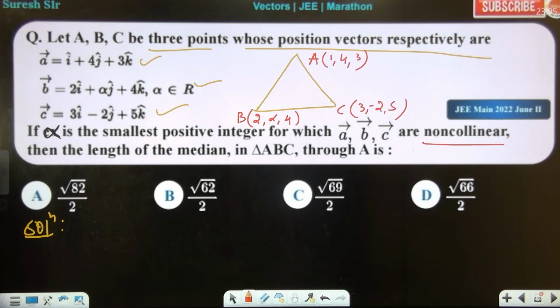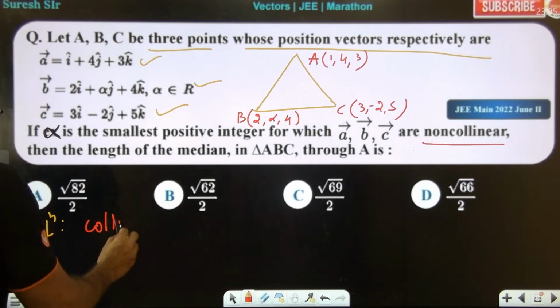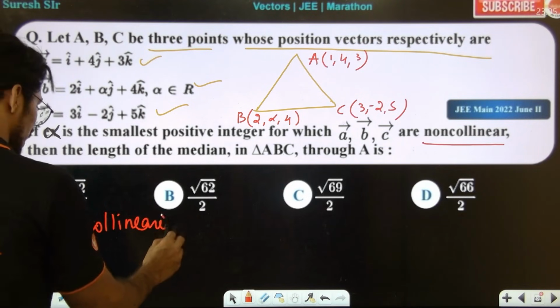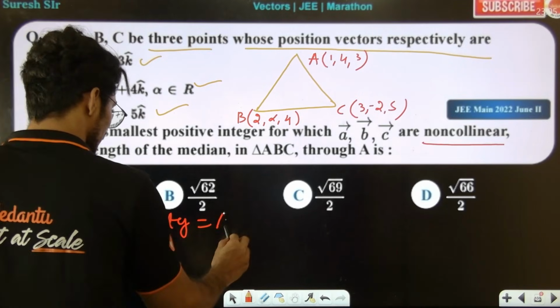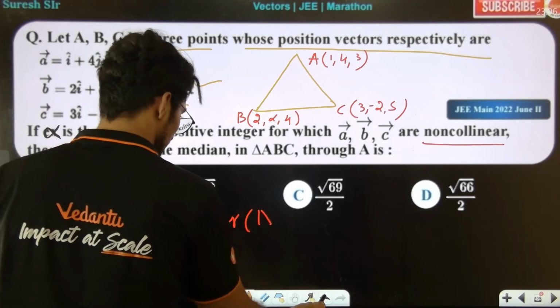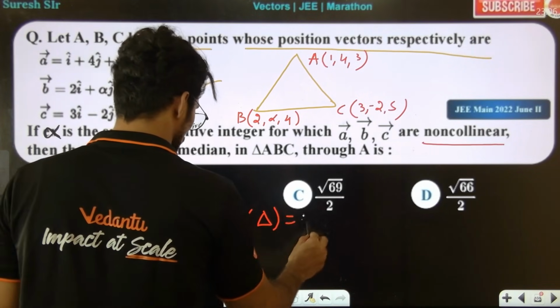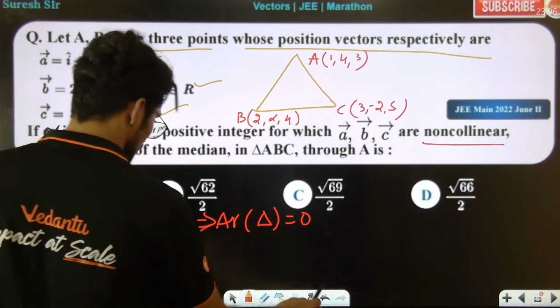Firstly we will take collinear. So collinearity condition. Collinearity means what? Area of the triangle should be equal to 0, sir. Area of the triangle should be equal to 0.